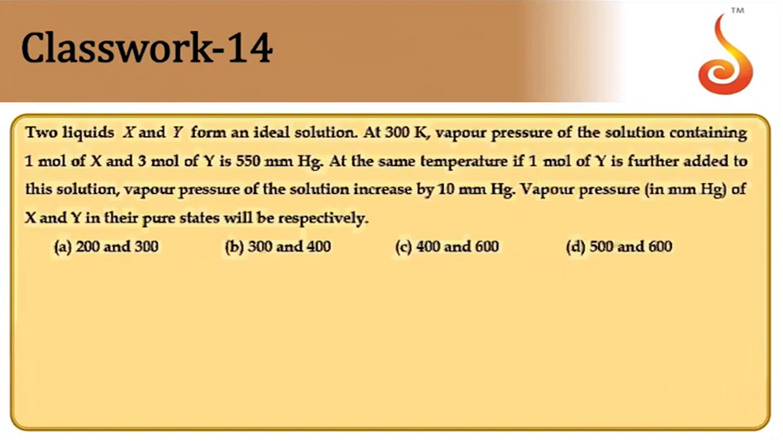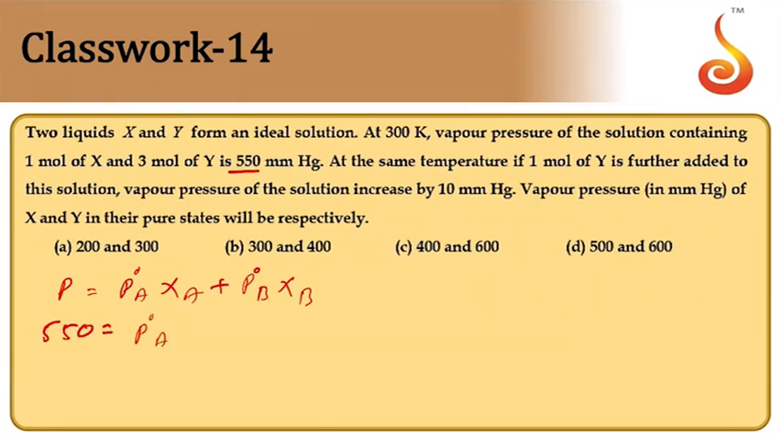Now let us take Raoult's law here. That is to say, the basic formula which we know, P is equal to P0 A XA plus P0 B XB. Initially the total pressure is equal to 550, means 550 is equal to P0 of A times XA. The number of moles of A, the first component, is 1 mole, so 1 by the total number of moles 4, plus P0 of B into the mole fraction of the second component, which will be 3 by 4, equation 1.